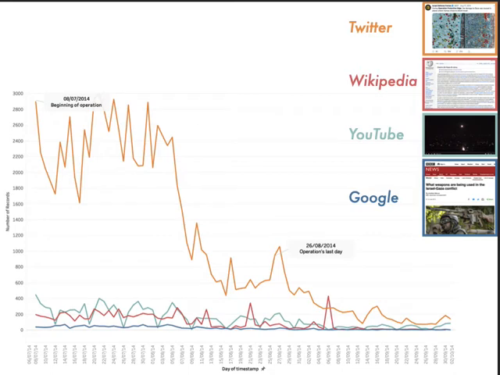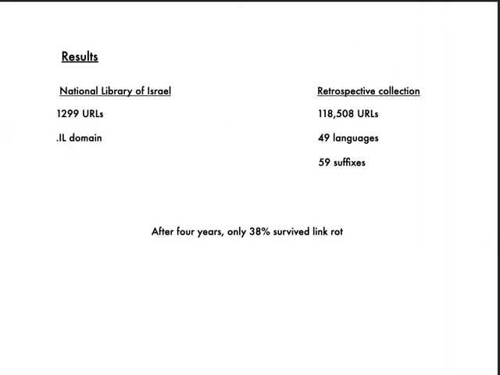After completing the pipeline described above, the results are a retrospective archive comprised of about 120,000 unique URLs, URIs I should mention, and relevant metadata, carbon dated to the period of the military operation in 49 languages and about 6,000 domain suffixes. The Israeli domain harvest, which was performed for the National Library of Israel by the Internet Archive, contained less than 1% of the URLs we collected in the retrospective collection.